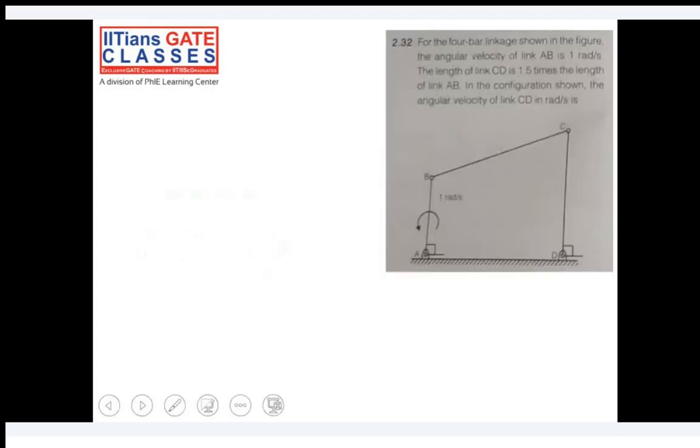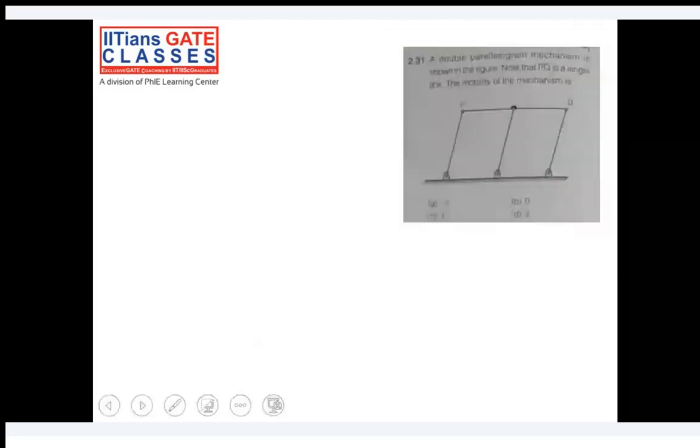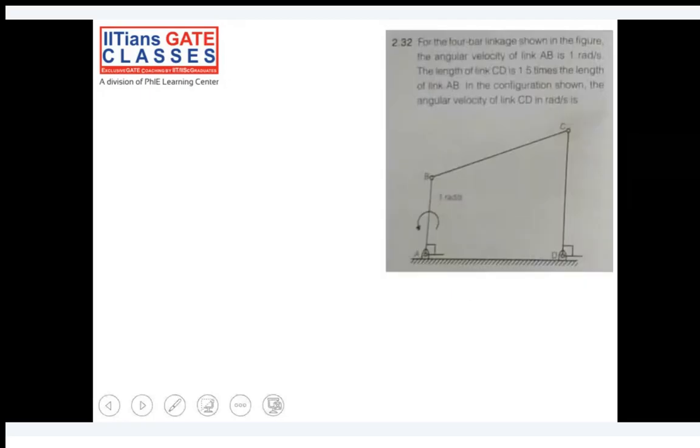question. For a 4-bar linkage shown in the figure, the angular velocity of AB is 1 radian per second. The length of CD is 1.5 times the length of AB. In the configuration shown, the angular velocity of CD is. Okay, think on this question and solve. I will wait for 2 more minutes.